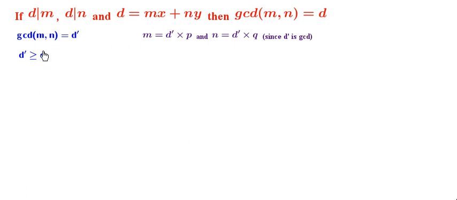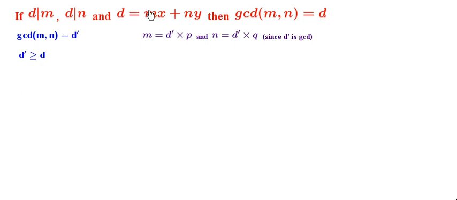So first I am using only the first two conditions. Since D divides M and D divides N, that means D is common divisor for M as well as N. So from these facts we can say that D dash is greater than or equal to D. Since this D is common divisor, any common divisor will be definitely less than or equal to the greatest common divisor. So from the definition of GCD and these two facts we can write this.